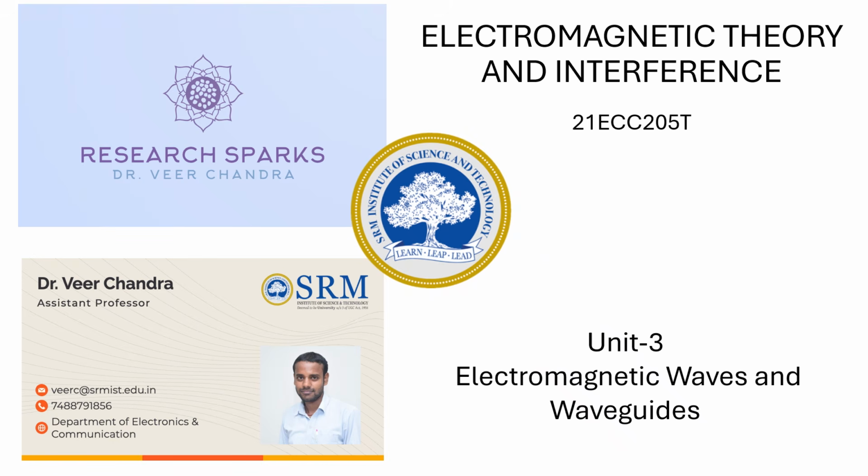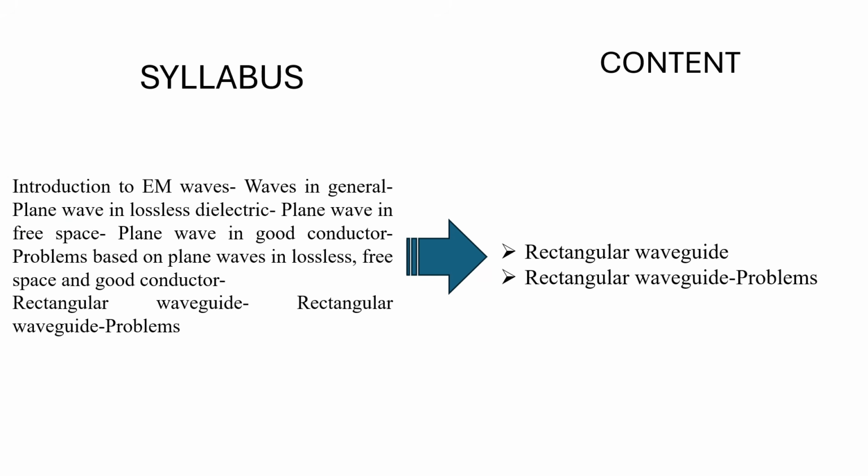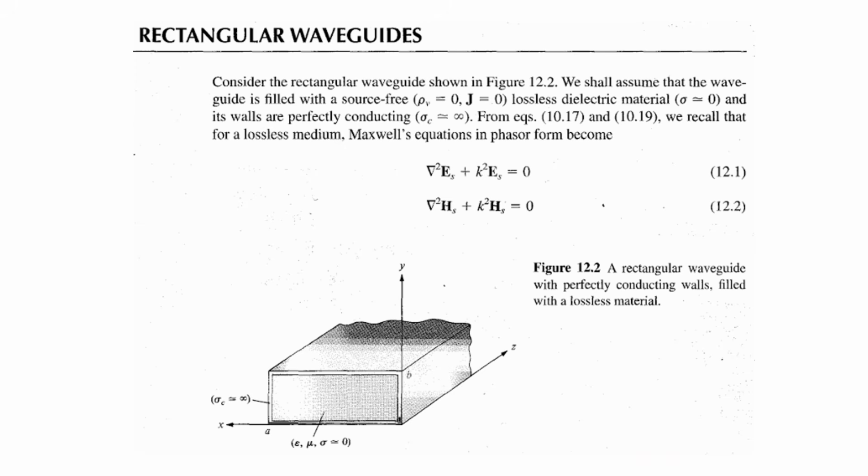So we are running in the unit third of this course, Electromagnetic Theory and Interference, and this is the second part of this unit third. So in this session, we are going to talk about the rectangular waveguides. First, in the previous session we discussed the plane waves in the different mediums, and here we are going to talk about the rectangular.